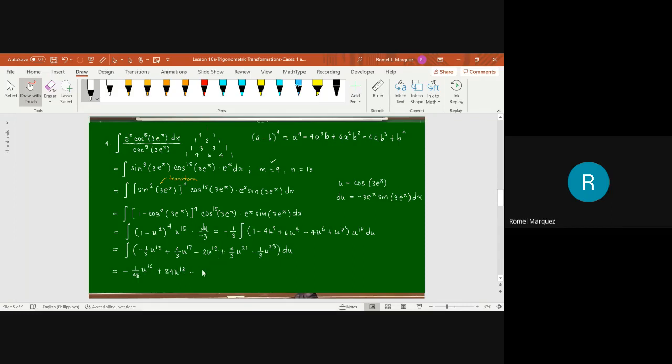u to the 20 over 20, so that is 1 over 10 u to the 20th power. Then plus, the exponent now is 22, and so 4 times, tama ba? No, mali, medyo mali yung 24. Guys, hindi naman kayo nakikinig. 4 divided by 3 divided by 18, 2 over 27. Again, 4 divided by 3 divided by 18, 2 over 27.